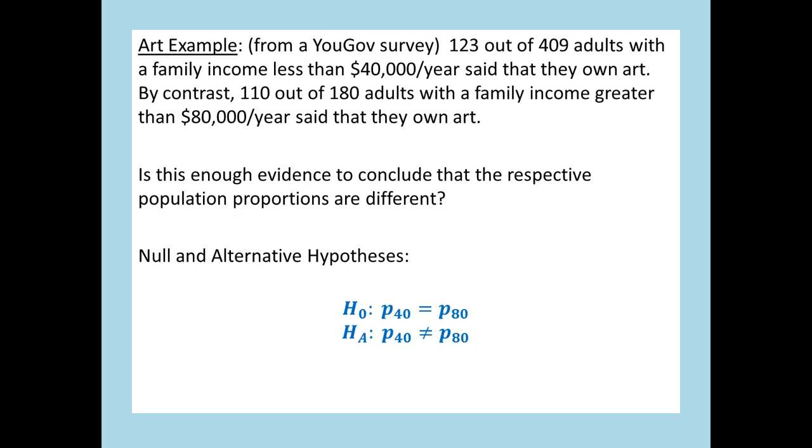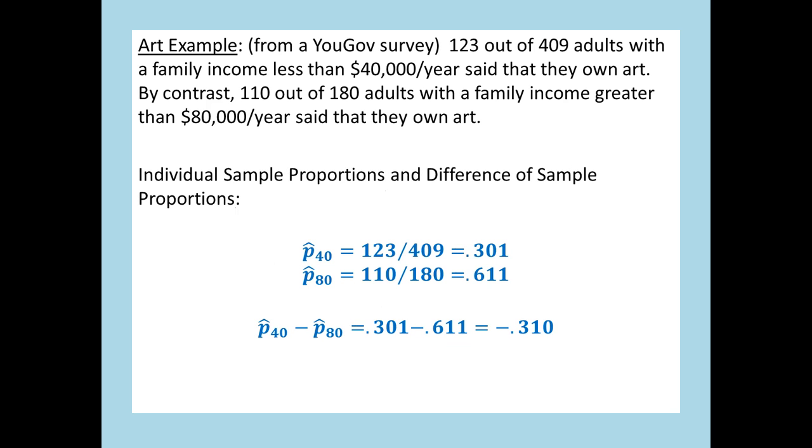I figured the best I could do for the subscripts to try to keep it kind of descriptive was to use 40 and 80 for $40,000 and $80,000. If that looks weird, I guess you could use other stuff, but that was the best that I could come up with. There are sample proportions. So for the less than $40,000 group, p hat sub 40 is 0.301. Then for the more than $80,000 group, p hat sub 80 ends up being 0.611. So the difference in sample proportions is fairly sizable.